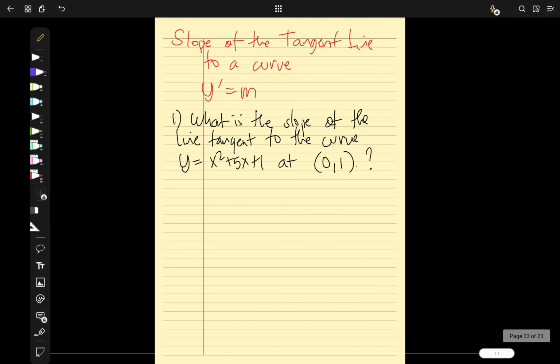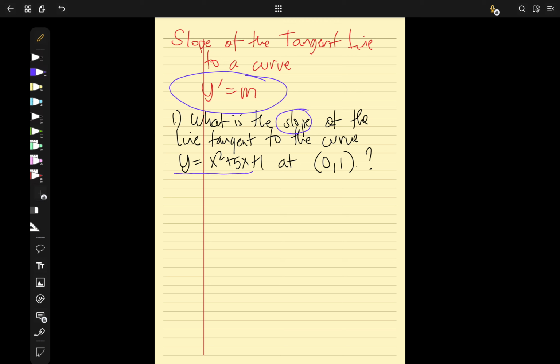So therefore, this is the main topic for us. Of all the lengthy discussion, this is what I want us to discuss: the slope of the tangent line to a curve. y prime is equal to m. I want you to remember that formula. The first derivative refers to the slope of the tangent line at any given point. So for example, what is the slope of the line tangent to the curve y equals x squared plus 5x plus 1 at (0, 1)?